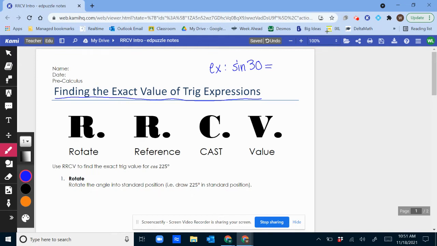You guys might know that sine 30 equals 1/2. That's something we've talked about in class. And also you can use your calculator and type in sine 30. But RRCV is used to find these values without using a calculator. So our goal is to be able to solve these problems and evaluate the exact value of a trig expression without a calculator. Let's go through each of these four letters.